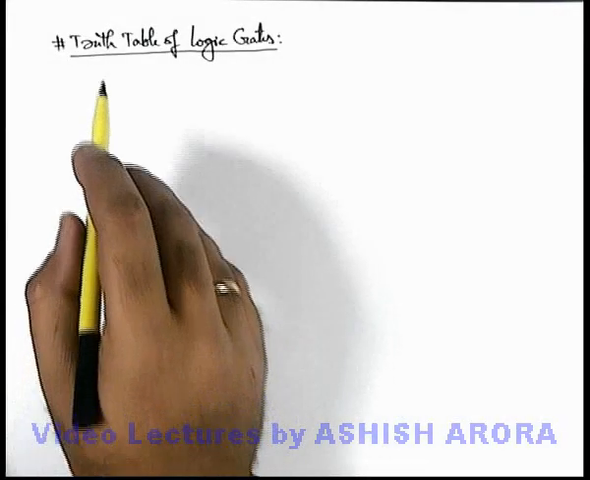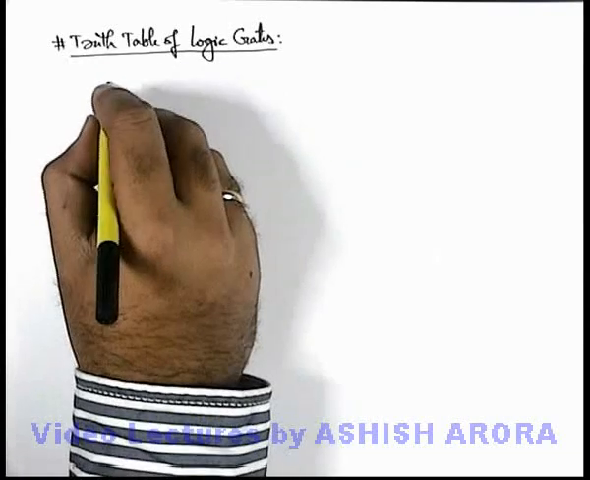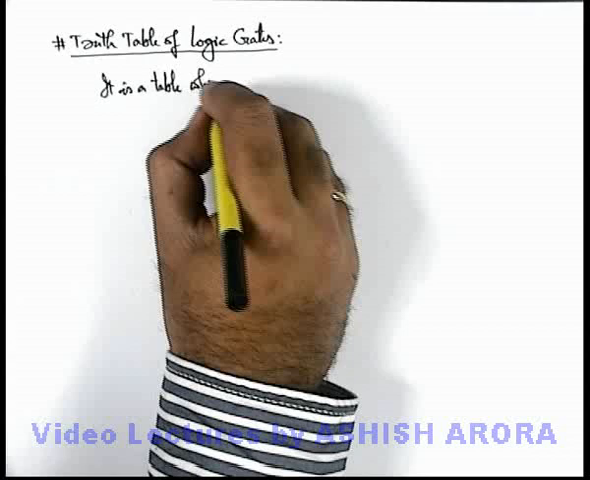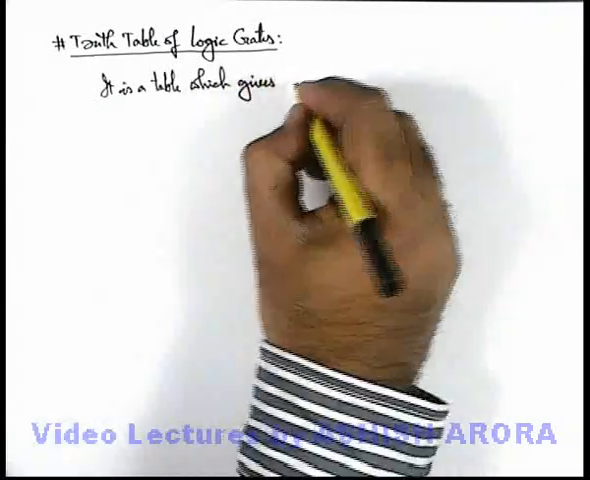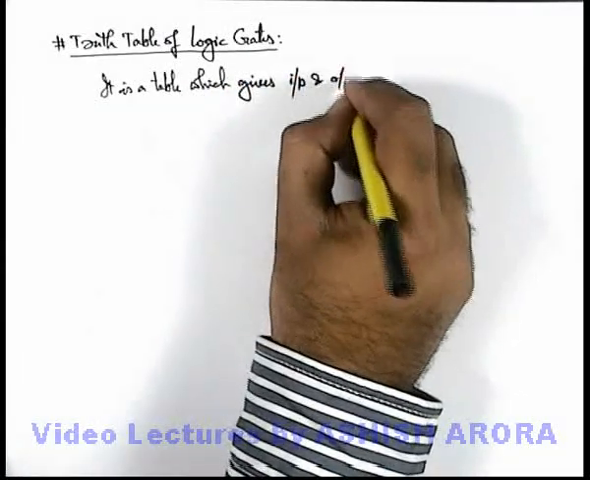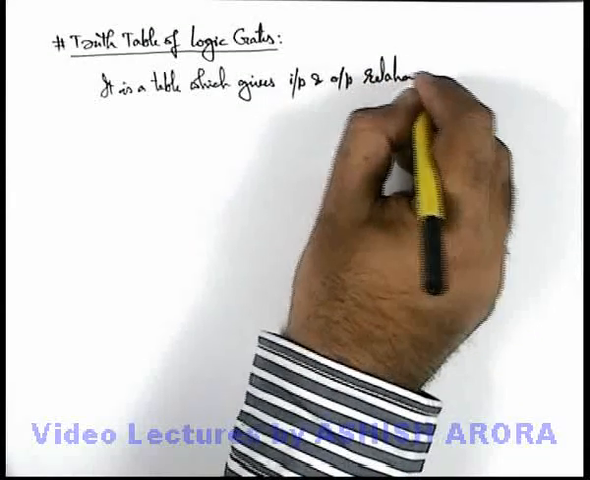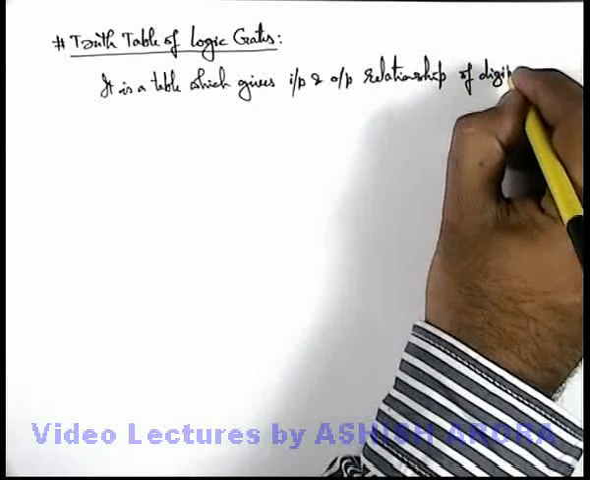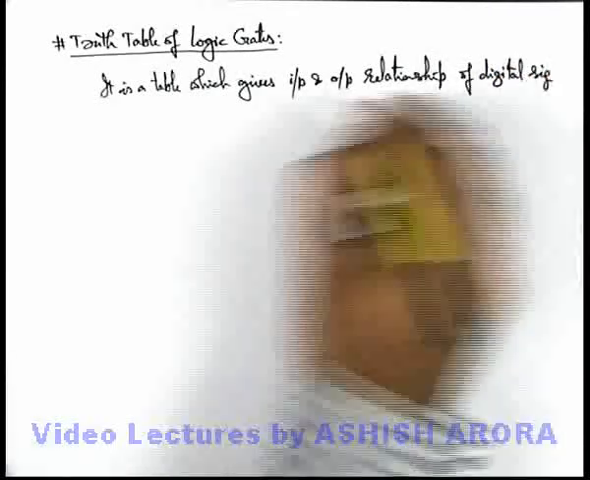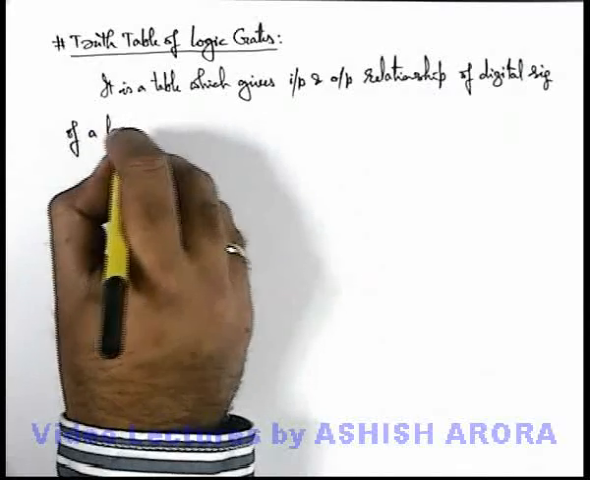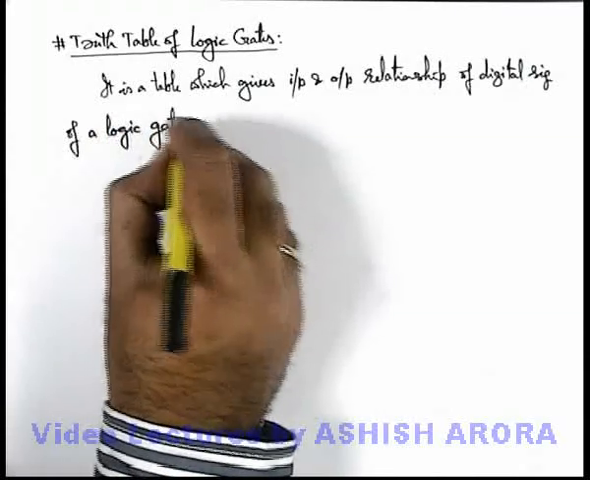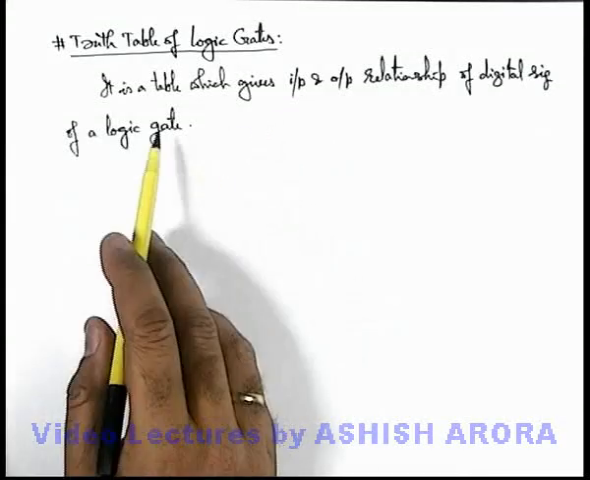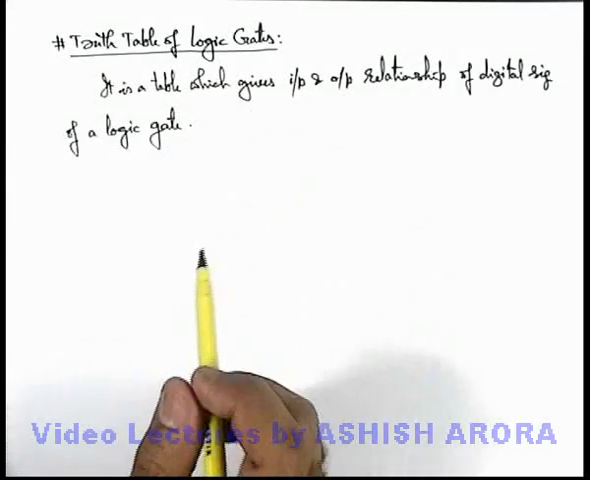Let us now study about the truth table of logic gates. Here we can write that there is a table which gives the input and output relationship of digital signals of a logic gate. For each logic gate, we draw a separate truth table, and the truth table gives the behavior of a logic gate and the transformation of input to the output signal.